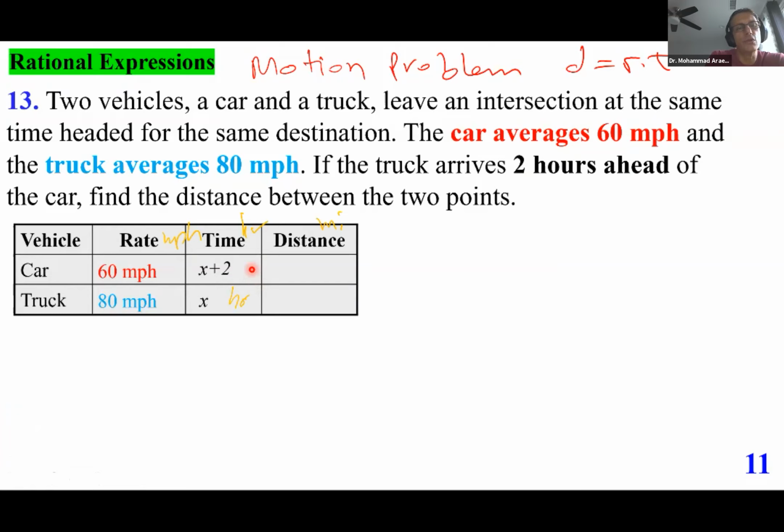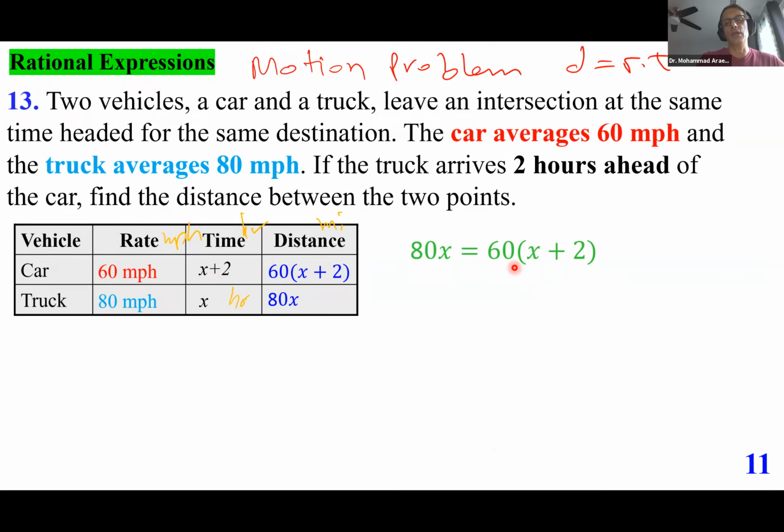If you choose X to represent the amount of time for the car, then for the truck it would be X minus 2. Their product is the same as the distance. So the distance the car covers is 60 times X plus 2, and the truck covers 80X, because they both go from point A to point B, the two must be identical.